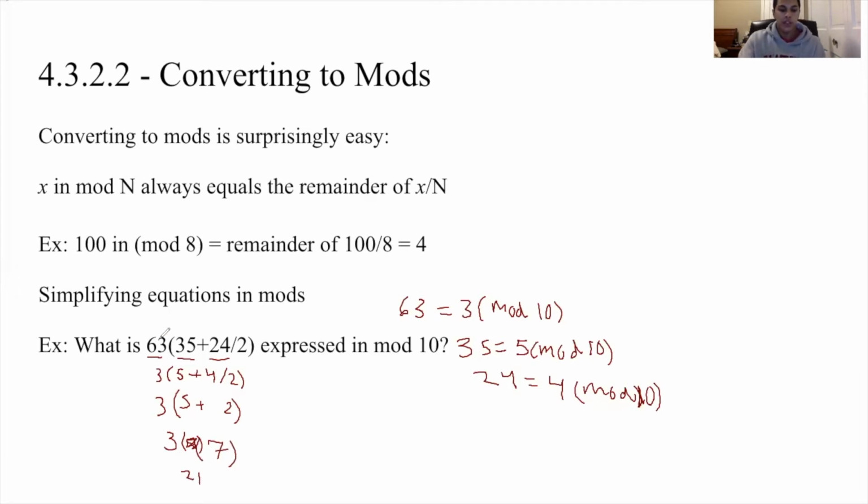And you would have gotten the same answer eventually if you multiplied this all out and then simplified it by dividing by 10 and finding the remainder. But I just find that this method is a little bit easier if you simplify each number individually first, so you're left with all small numbers to work with when you're actually doing your calculations.